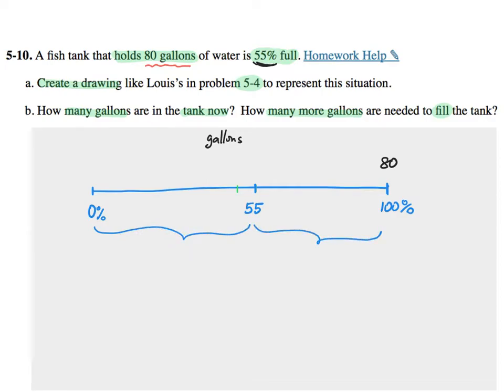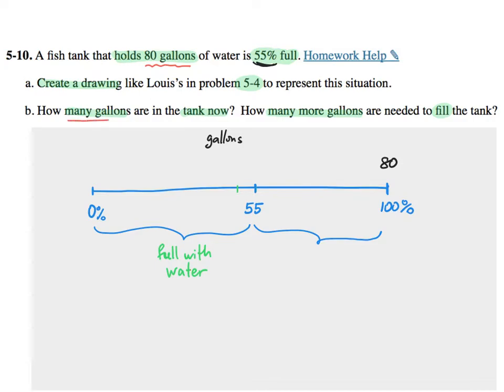So what does it mean? They're saying that 55% is full right now. So that will be containing the water, and the rest is how many more gallons are needed. So this is full with water. Let's write that down. So we created the diagram and we used all the information needed.